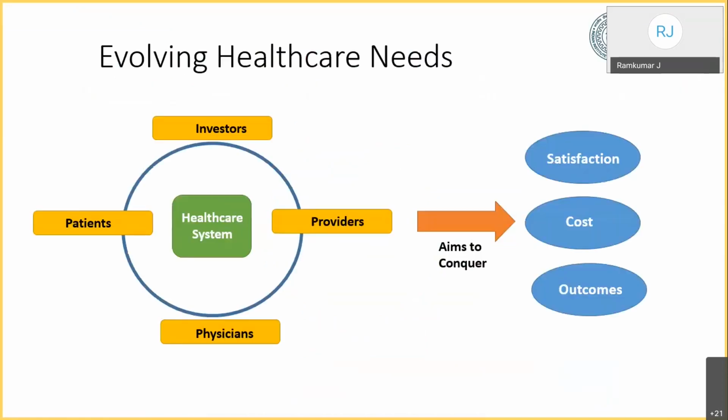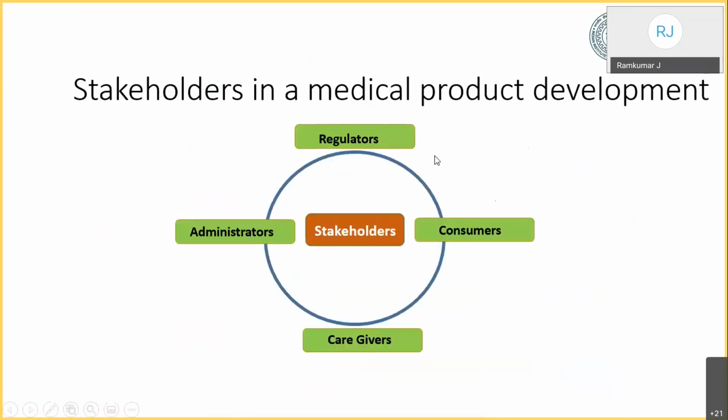So I have shown here all the people in the healthcare industry. These are the people who are there for medical product development. The stakeholders are going to be regulators, consumers, caregivers, and administrators. Caregivers are doctors or nurses or whoever it is. Regulators are those people who are trying to give certification. Consumers are ordinary patients and people.